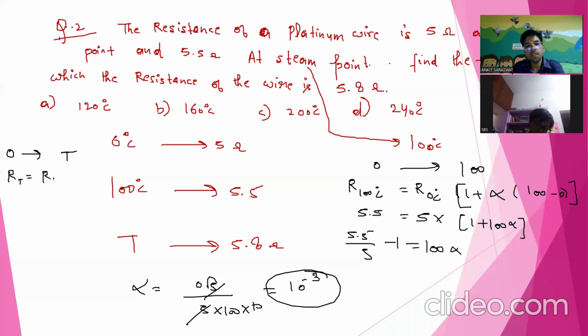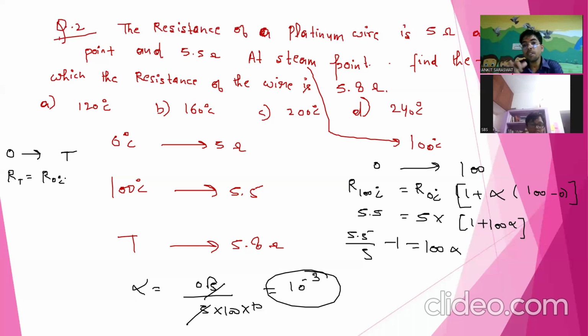Resistance at 0 degrees Celsius. Always we will take from reference, the value of temperature from where we start. We are giving heating, and we have started heating from 0 degrees Celsius. So 0 degrees Celsius is our reference point. Clear?